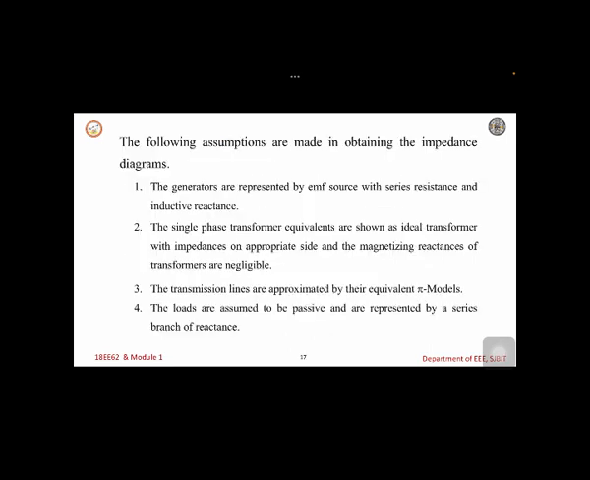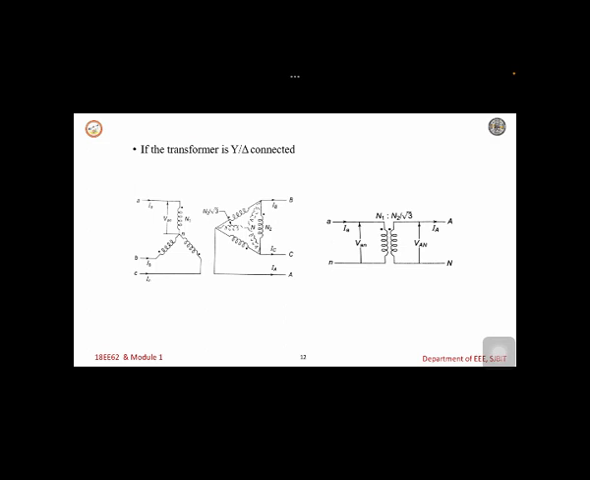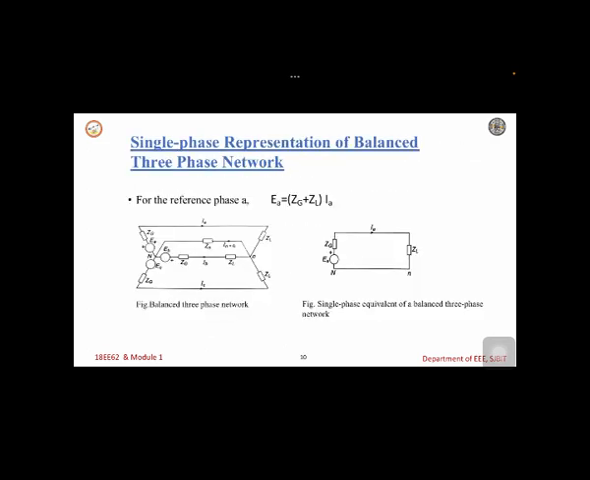So what are the assumptions we make in the impedance diagram formation? What we do here is, the generator is represented as an EMF source in series with reactance. This is what is told here. The generator is replaced with an EMF source, that is EA, in series with the inductive reactance.